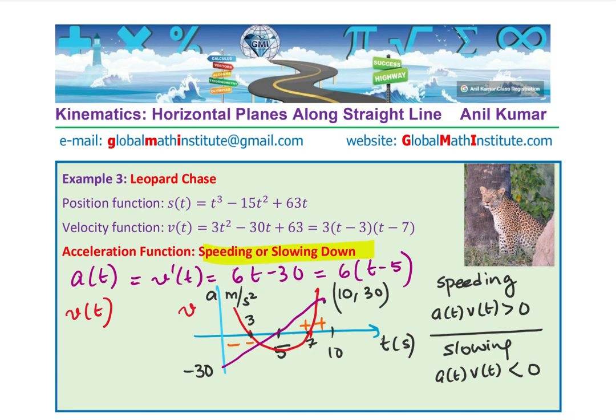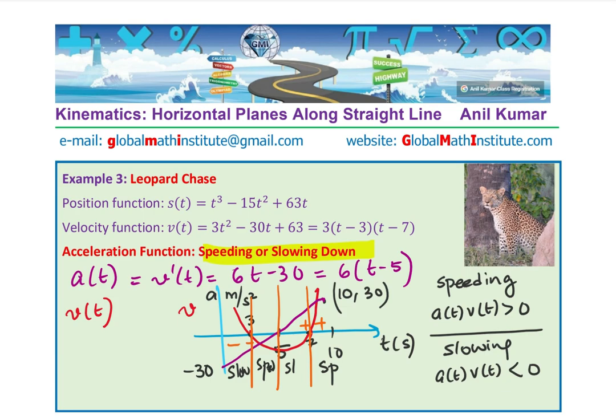So in this particular diagram, we could summarize speeding and slowing down as looking at these intervals from 0 to 3, 3 to 5, 5 to 7, and thereafter. So if you see 0 to 3, the signs are opposite, right? Since acceleration is negative but velocity is positive, it is slowing down, right? But then both are negative, so it is speeding, correct? And then we have opposite signs once again, so it is slowing, and then it speeds. You get an idea, right?